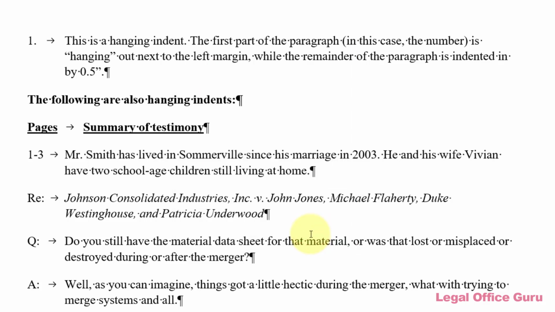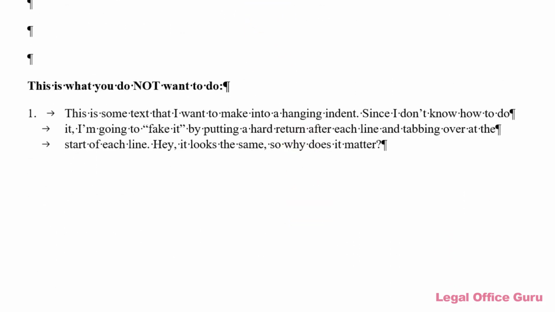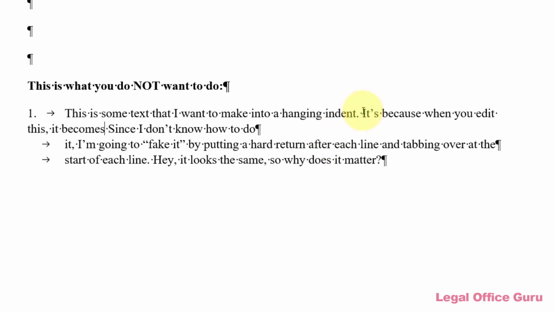Now, the one thing I want to caution you to never do, and I see people do this all the time, and it's helpful that I have Show Hide turned on here, because this is what I see in some documents. Please do not do this. I see people actually type the number, hit the tab key, type the text, and since they don't know how to do a hanging indent, they just hit the hard return here and then type a tab and then start the second line and do that over and over and over again. And their reasoning is, hey, it looks the same. Why would I necessarily want to go to the trouble of learning how to do a hanging indent? That's why. Because you cannot edit this.